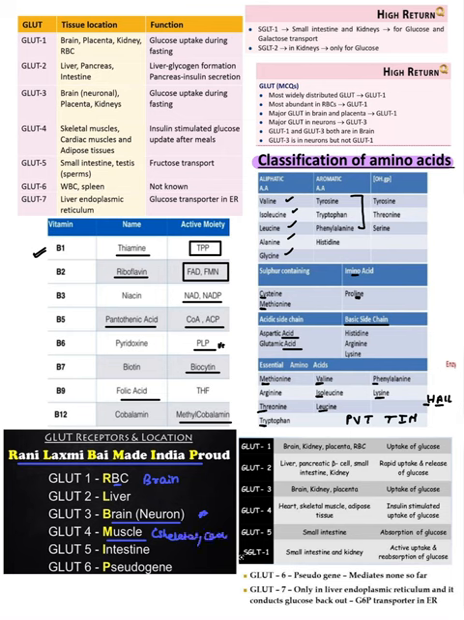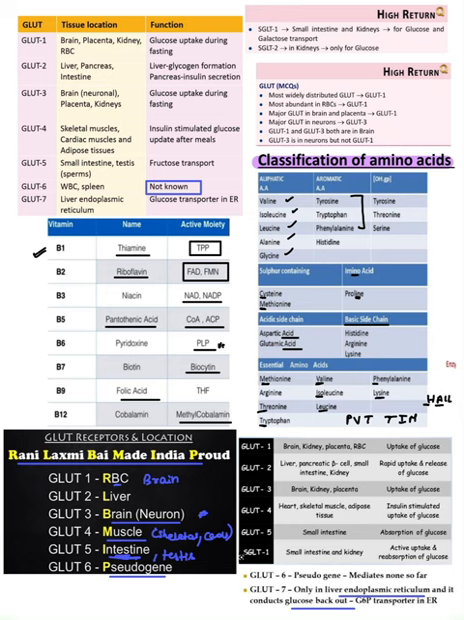Then see, guys, GLUT5, that is in intestine, and it's also there in testis. If you see in intestine, only testis is coming. Do you see, guys? Testine, that is testis. And GLUT6, that is a pseudogene present in WBC and spleen, and function is not known yet. And GLUT7, guys, is present in liver endoplasmic reticulum, and it conducts the glucose back out, in the endoplasmic reticulum.